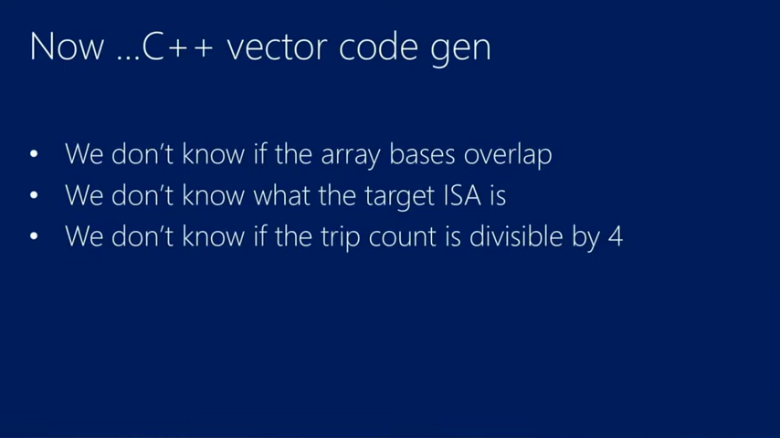All right. So we did the analysis, and we decided it would be legal to vectorize this, but we have a long way to go still. We don't know if the array bases overlap. We don't know what the target instruction set architecture is going to be for the binary that we're going to be producing, right? We're going to produce code that can run on machines that are maybe 8 years old, or we could generate code that targets Haswell. And then we don't know whether the trip count itself is something that can be divisible by the size of a vector register.